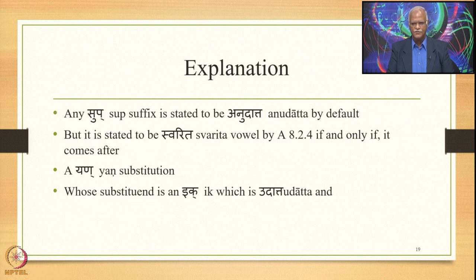The explanation of this sutra is this. Any subsuffix is stated to be anudatta by default, but it is stated to be svarita by 824 if and only if it comes after a yan substitution whose substituent is an ik, which is an udatta vowel. Also, the scope of application of this sutra is the sarvanama sthana vibhakti, which is the first five suffixes. Udatta yano hal purvat applies in the asarvanama sthana vibhakti, that is beginning with the sixth suffix.